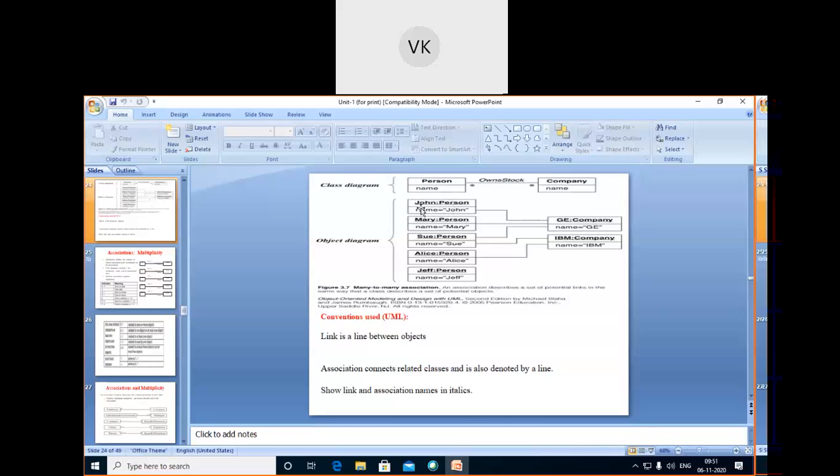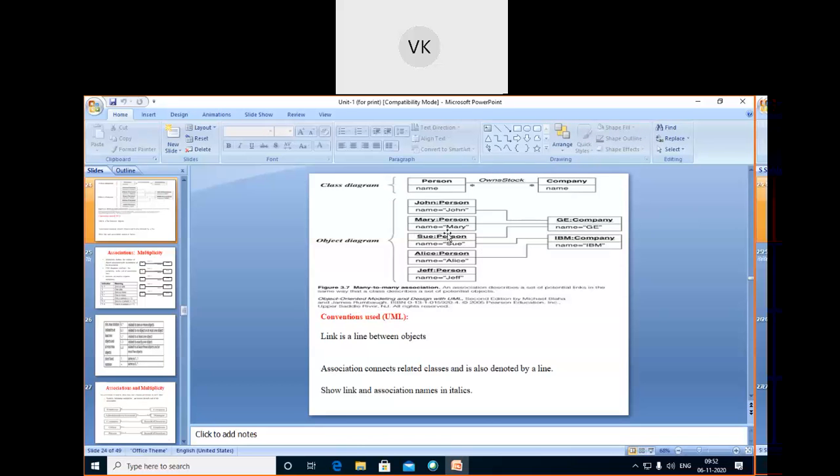John has some of the shares in the GE company, he owns stock. John owns stock in GE company. Mary owns stock in GE company, and Shu owns stock in GE company, and so on, having some of the shares in IBM.